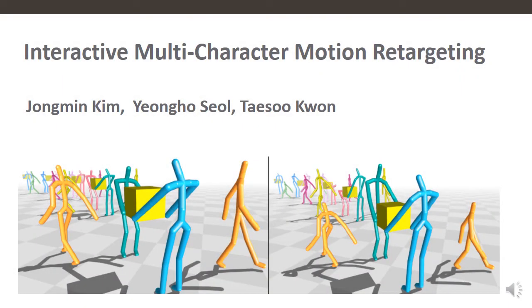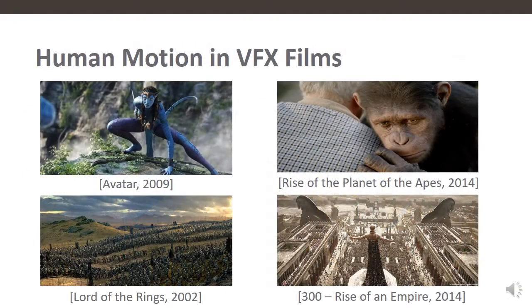Today I'm gonna talk about interactive multi-character motion retargeting method. Realistic character animation is important in 3D products, and motion capture systems are widely used by many visual effect and game companies to obtain realistic motion.